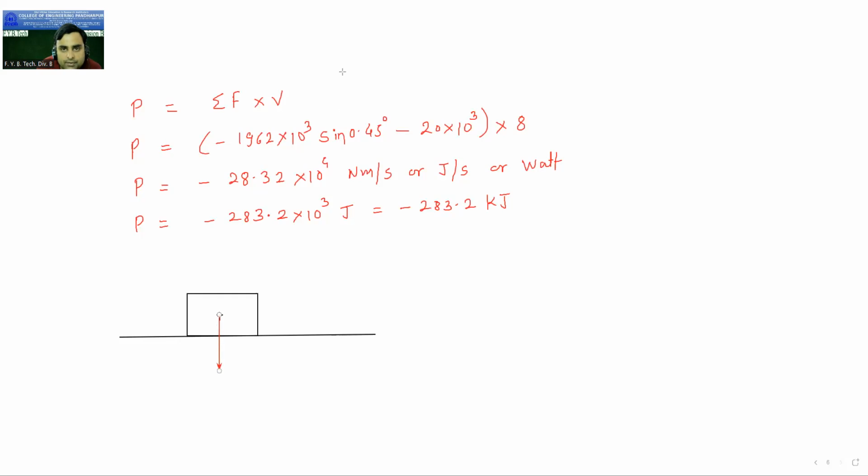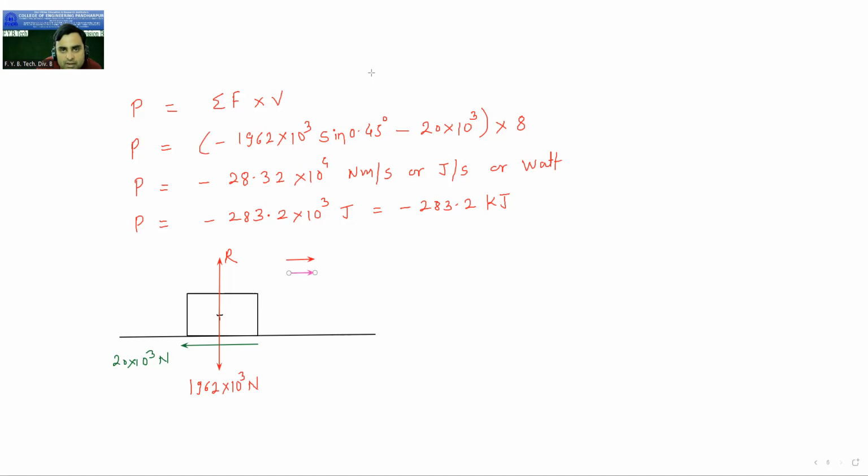So this is the weight. And here the normal reaction is there, R, and then weight is 1962 into 10 raised to 3 Newton. Okay. And the tractive resistance, frictional force F. What is the value of the frictional force? It is 20 into 10 raised to 3 Newton. Okay. Now motion, direction of motion. This is the direction of motion. And this is the direction of velocity.